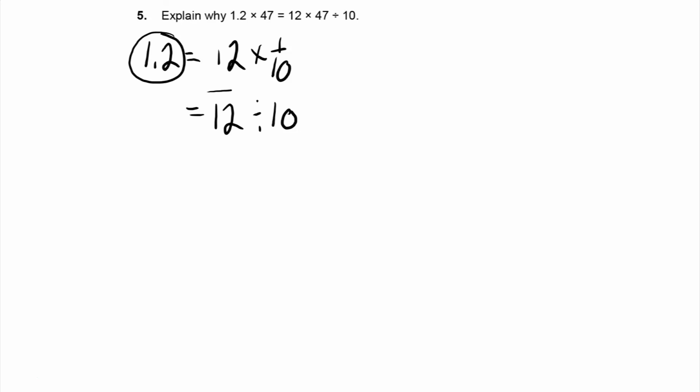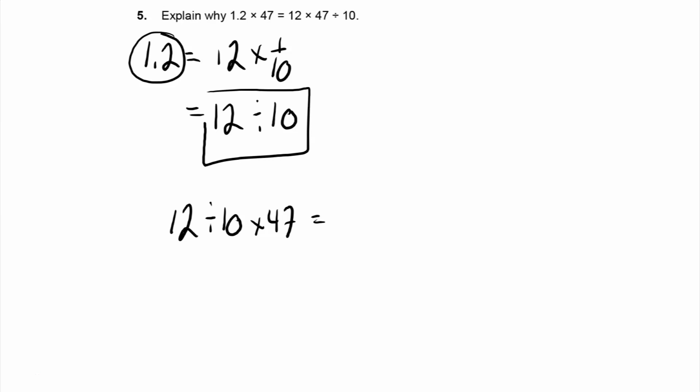Explain why 1.2 times 47 is equal to 12 times 47 divided by 10. 1.2 is equal to 12 times 1 over 10, or 12 tenths. And 1/10 is the same as dividing whatever you've got by 10. So if we've changed 1.2 to now be equal to 12 divided by 10, we can put that into our original equation and say that 12 divided by 10 times 47 is equal to 1.2 times 47.